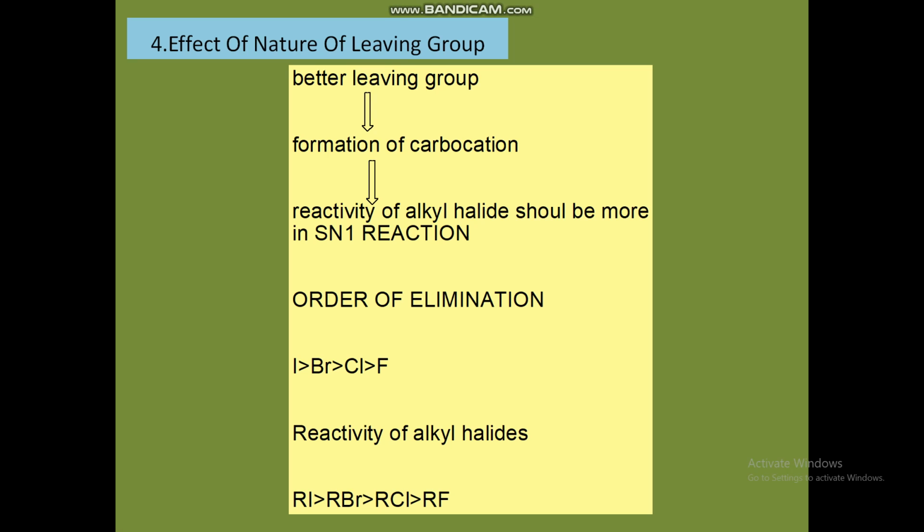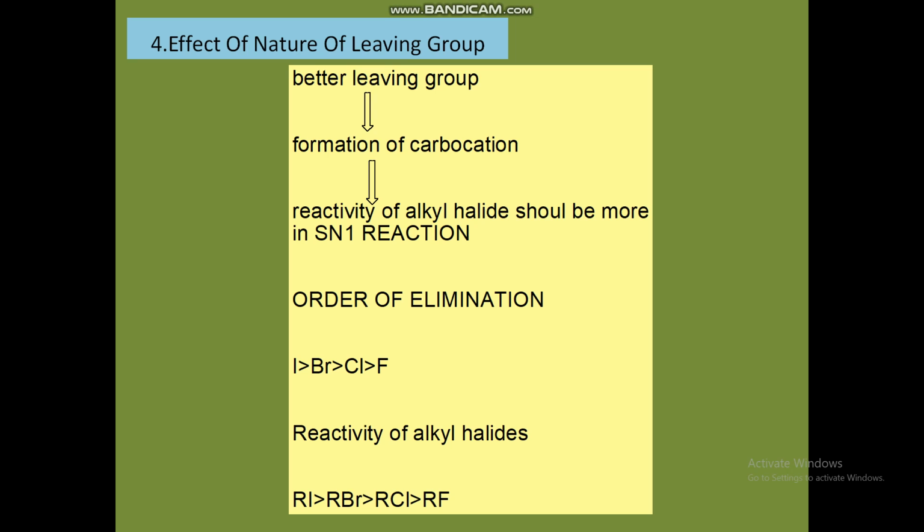So next, the order of reactivity of alkyl halides: first alkyl iodide, which has the most reactivity, then alkyl bromide, then alkyl chloride.